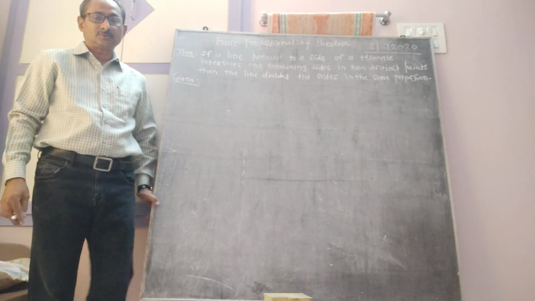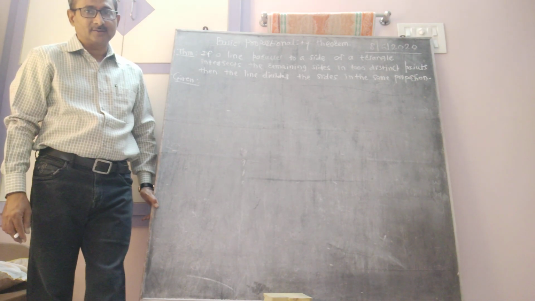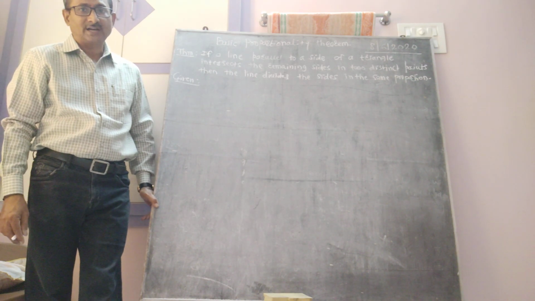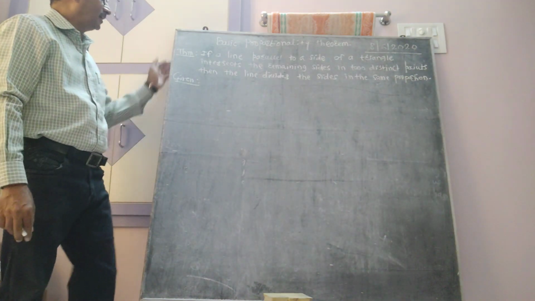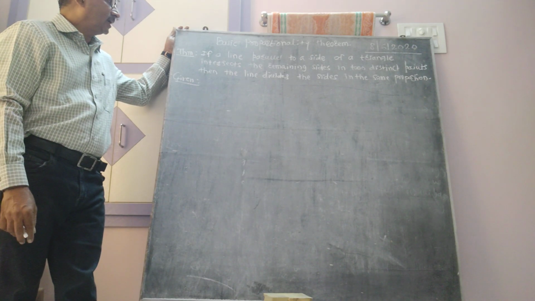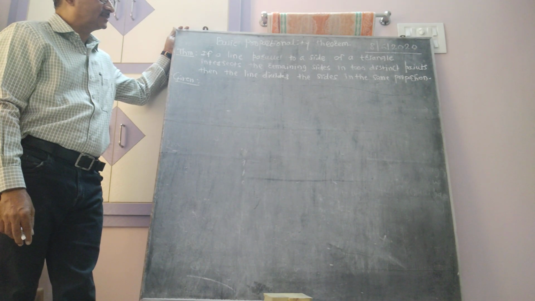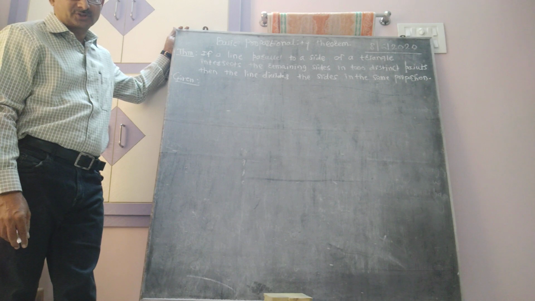Hello friends, today we will learn about the Basic Proportionality Theorem. The statement of this theorem is that if a line parallel to a side of a triangle intersects the remaining sides in two distinct points, then the line divides the sides in the same proportion.